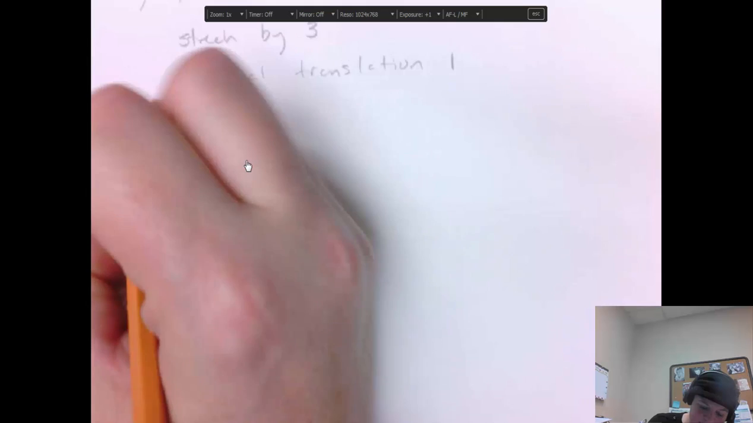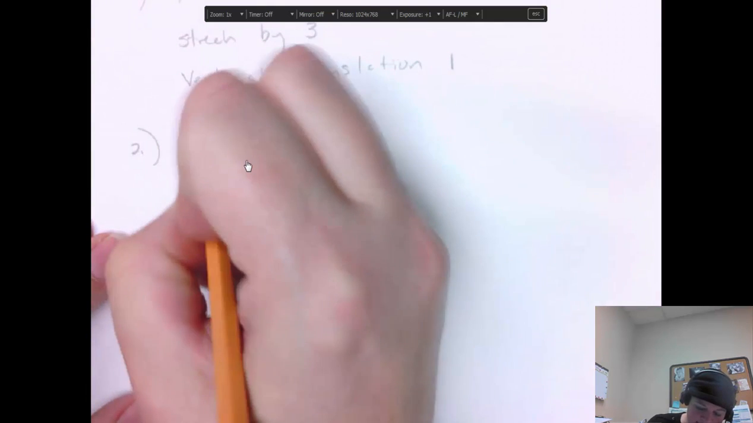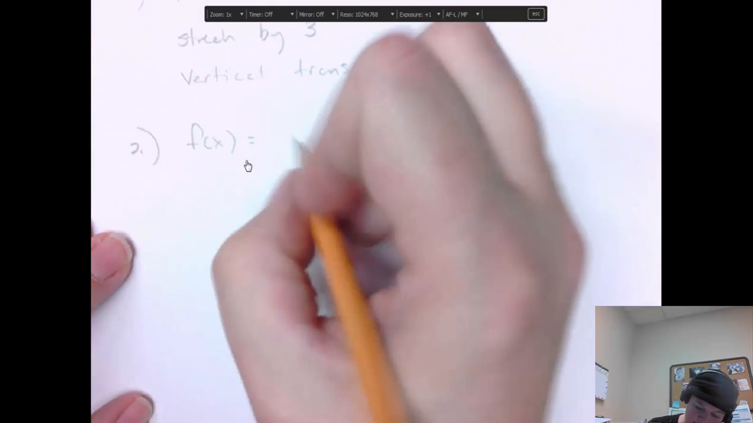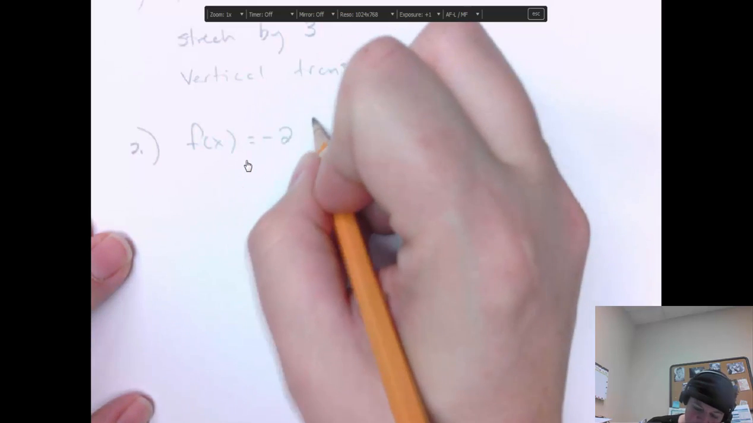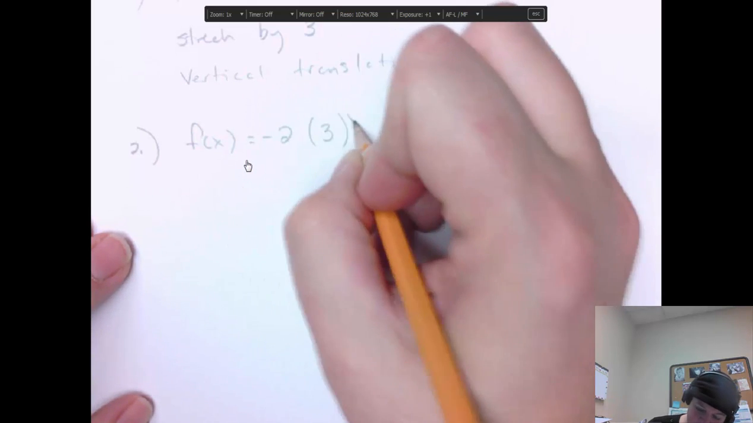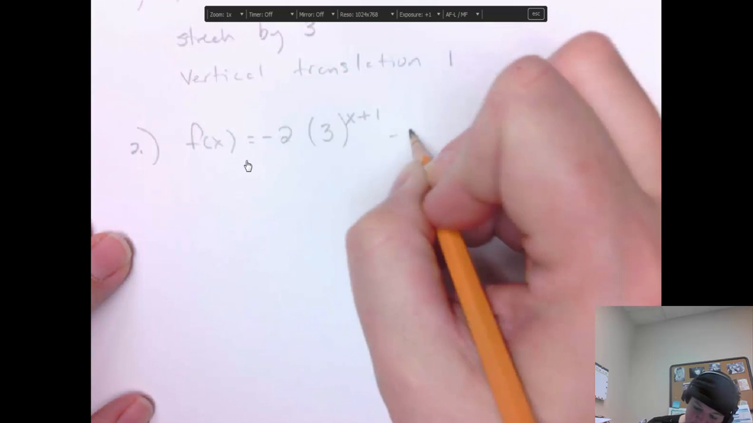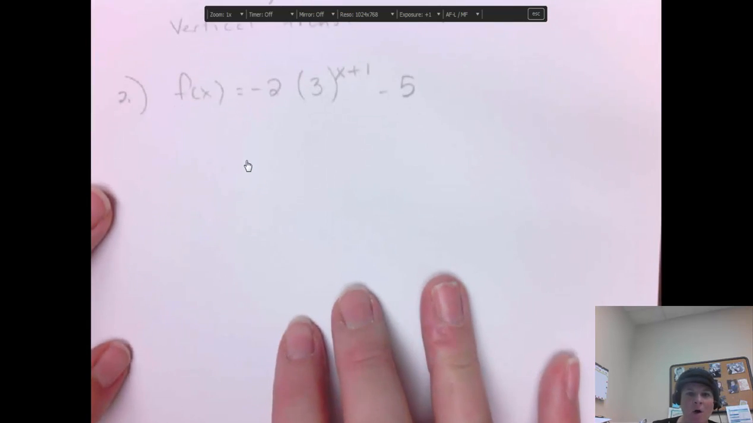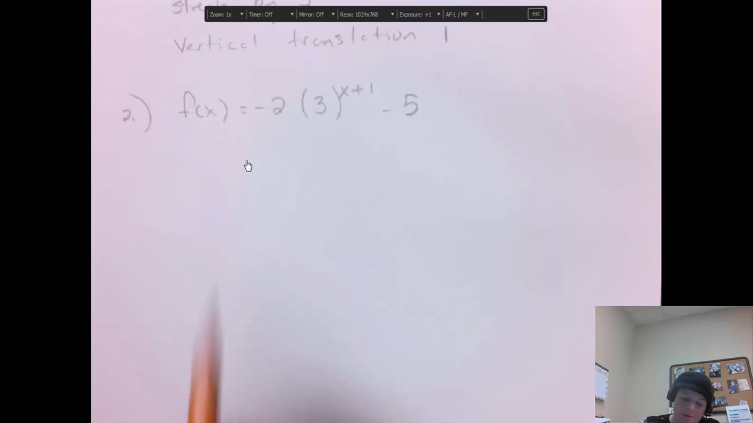Let's look at one that has a little bit more things on it. And again, I could write f of x, it doesn't matter. If it's a y, f of x, same thing. So what if we have -2 times 3 to the x plus 1 minus 5? So this has got a number in all those spots that change it up and threw a negative in front.